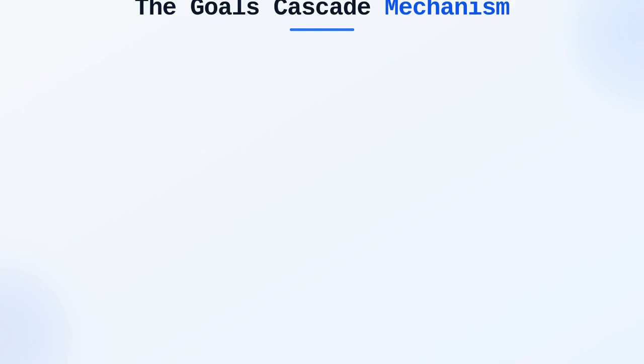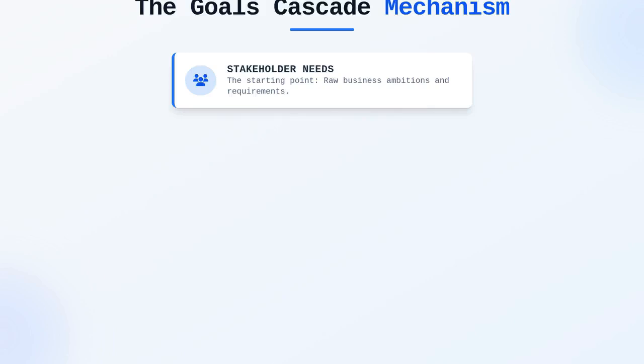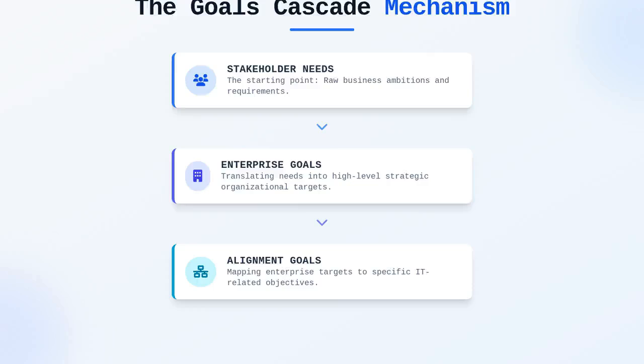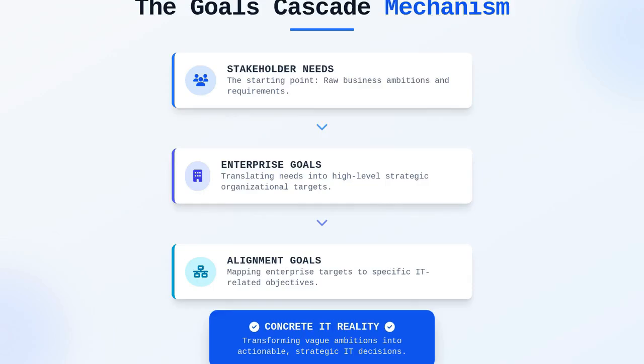Welcome back, and let's turn our attention to the Goals Cascade mechanism, the structural heartbeat of COBIT 2019 that transforms vague business ambitions into concrete IT reality. This foundational session explains how stakeholder needs filter through a hierarchical model to inform every strategic decision you make within the enterprise.